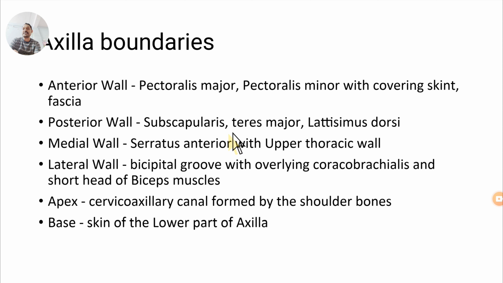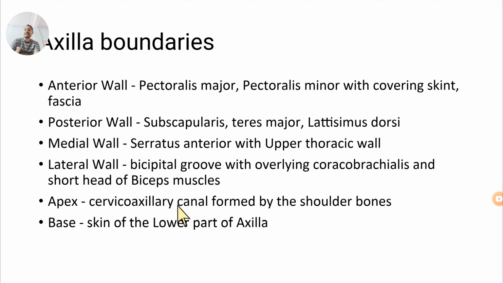So you can see that the fold is formed by the posterior wall, the teres major. The medial wall has the upper thoracic wall with the serratus anterior muscle, and it also has the nerve supplying it, the nerve to serratus anterior or the long thoracic nerve. So this is all your medial wall. The lateral wall is the bicipital groove with the overlying coracobrachialis, and you have the short head of the biceps. I hope you have covered the scapula and the coracoid process giving origin to these two muscles. They go into the upper part of the brachium, and this is actually the muscular lateral wall. Many books will only mention the bicipital groove, but it also has the coracobrachialis and the short head of the biceps brachii muscle in the lateral wall.